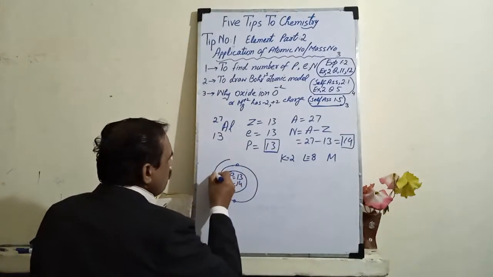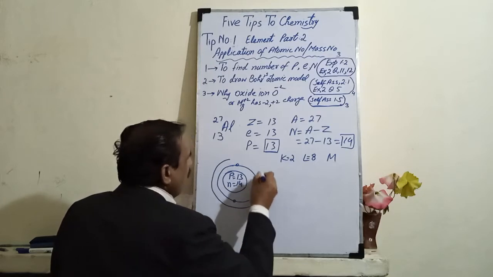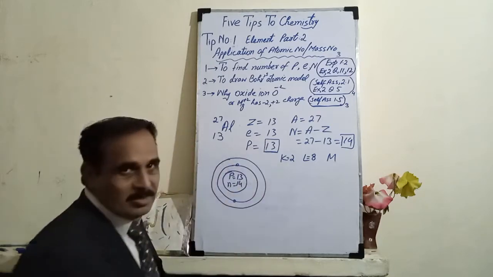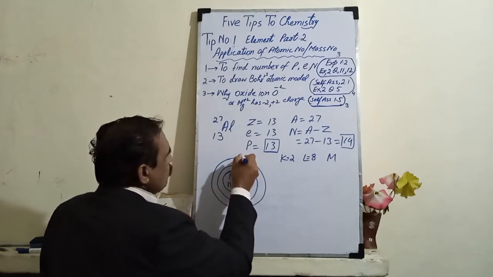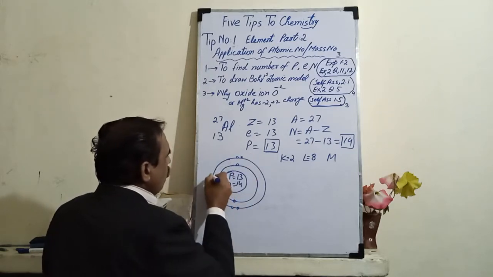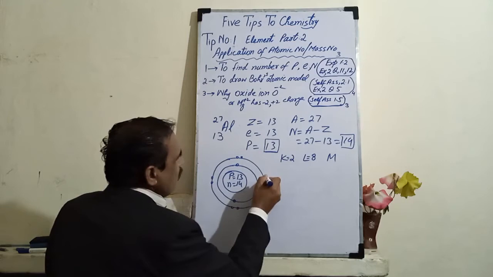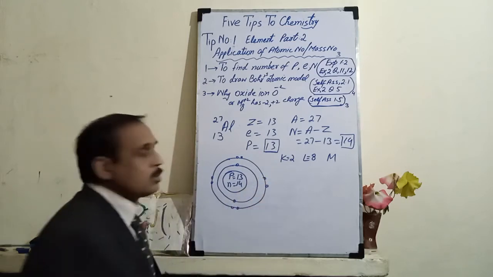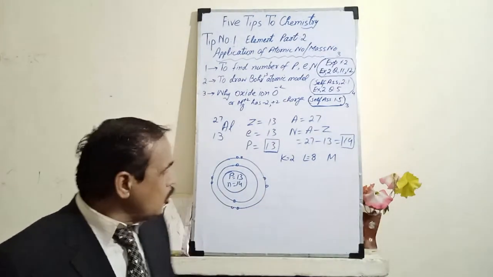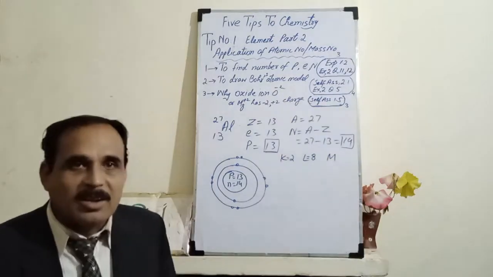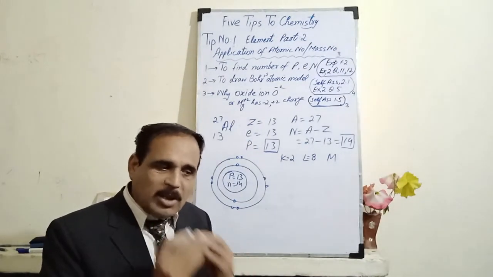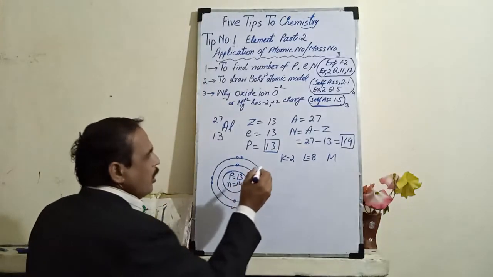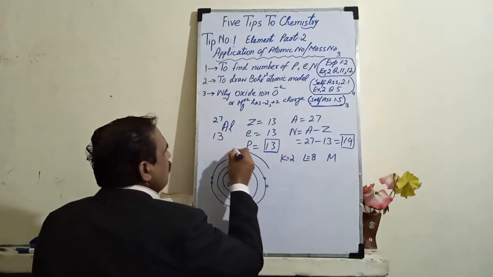So in the second shell, because we have 13 electrons, 1, 2, 3, 4, 5, 6, 7, 8. It means 2 and 8, 10. But we have 13. 3 electrons are remaining. It means we can draw another shell.